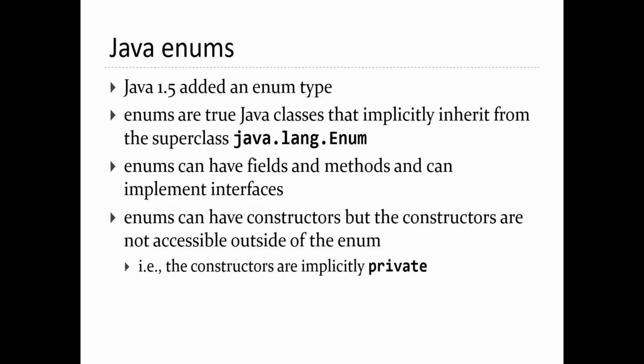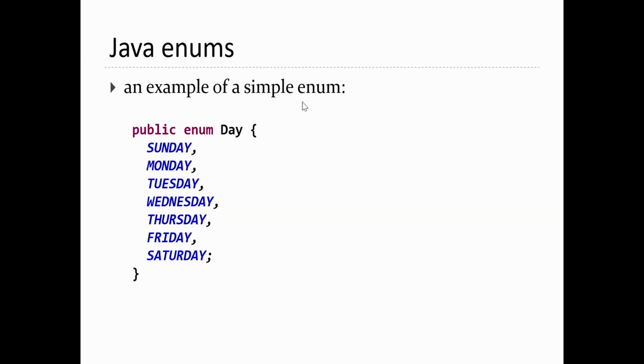So in version 5 of the language, Java got what's called an enumerated type, or an enumeration. It turns out these things are all objects of type java.lang.Enum, which is also an object of type java.lang.Object. The nice thing is that enumerations are proper classes, so you can have fields and methods and constructors, and they can implement interfaces and all sorts of other things, which is nice.